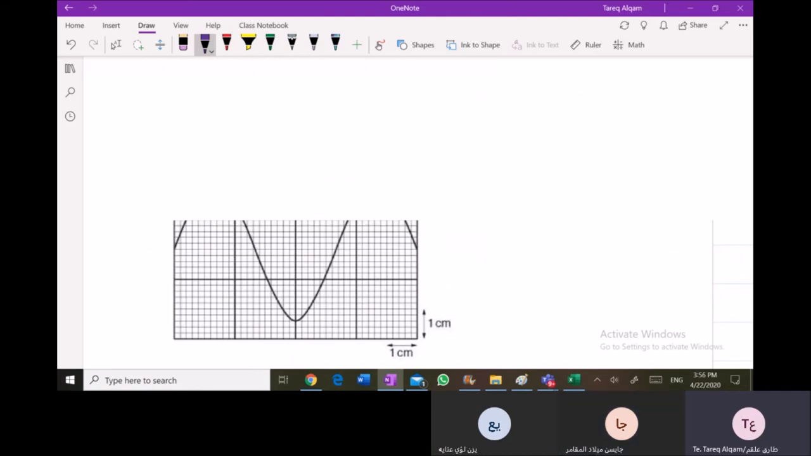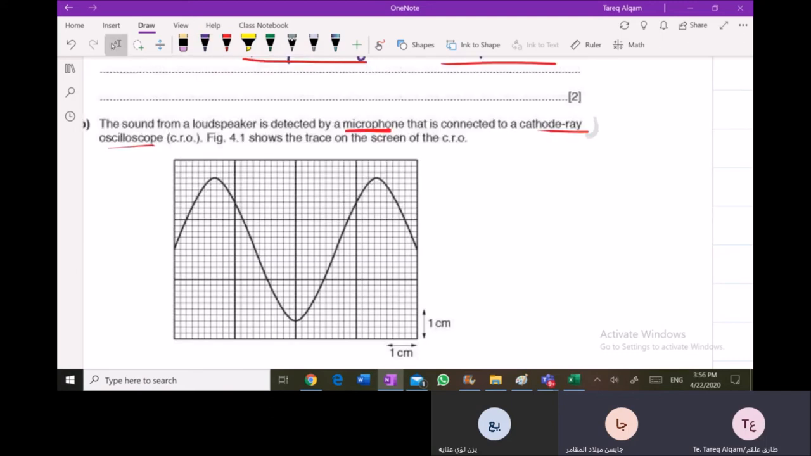This is the peak-to-peak distance. Here we are given that each 5 squares show 1 centimeter, so we count the squares: 1, 2, 3, 4, 5.